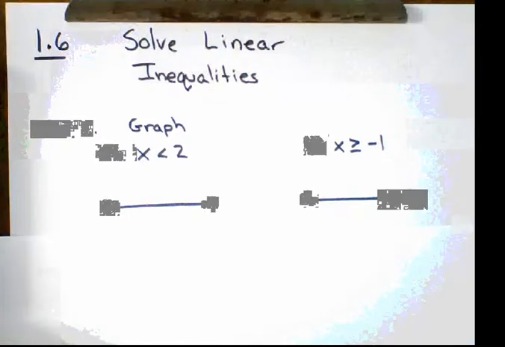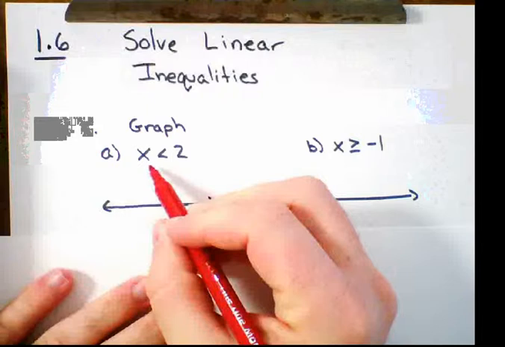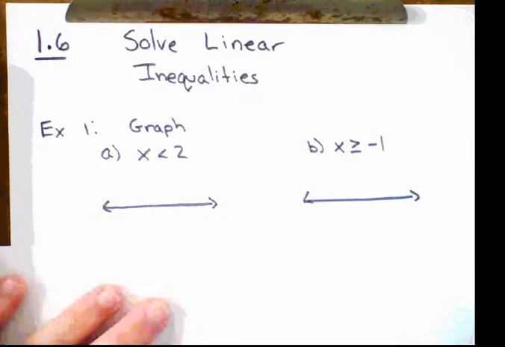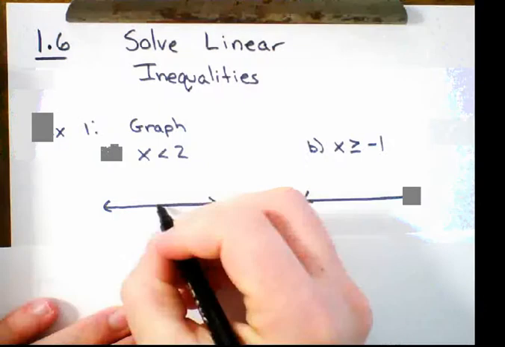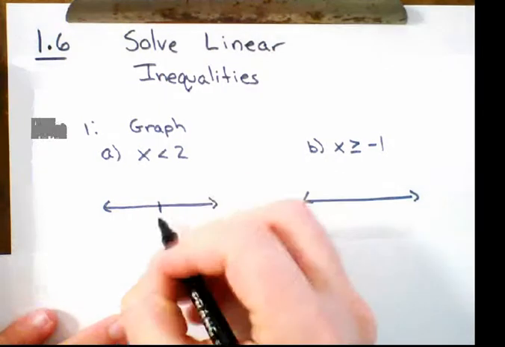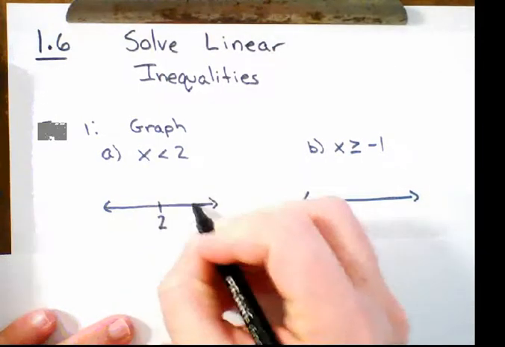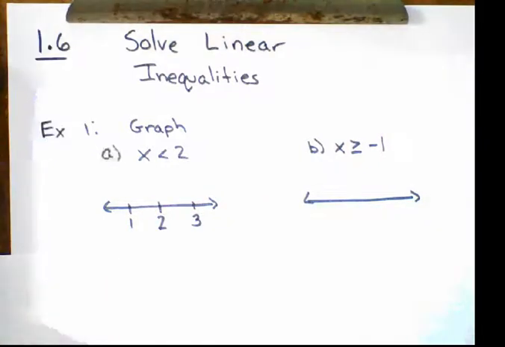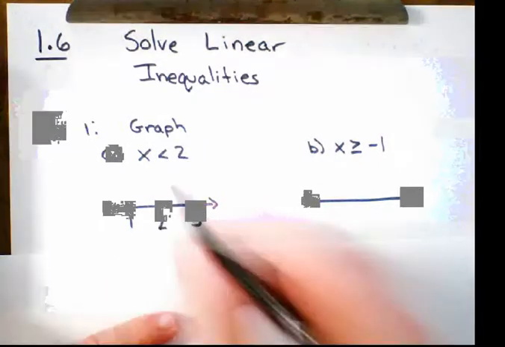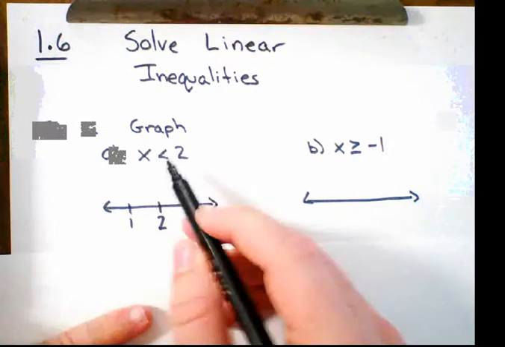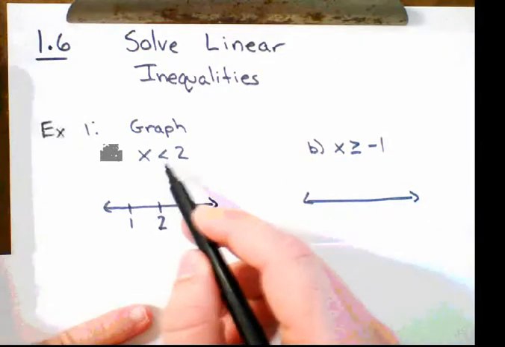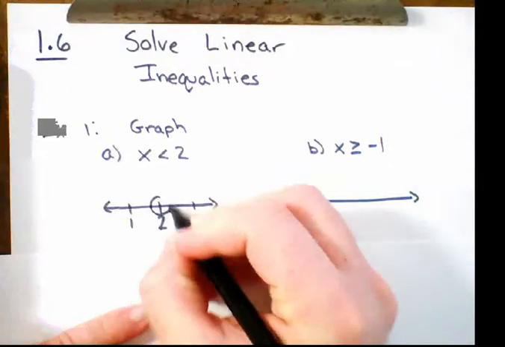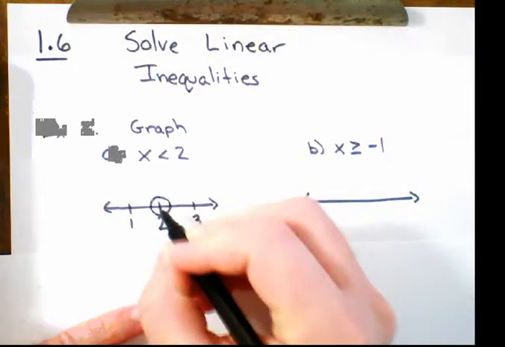Part A says to graph x less than 2. So what I like to do is put three numbers on my number line. I like to have the number that we're graphing right in the middle, a number to the right and a number to the left. And we're going to be putting a point at 2. But anytime it does not have an equal to mark, we're going to have an open circle because this is less than but not equal to 2.